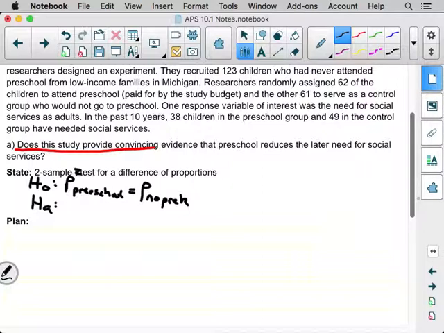And what do we think is going to happen? We're testing to see if there's evidence that preschool reduces the later need for social services. How is this going to change? Yes. So we're hoping the pre-K group should be less than the no pre-K group, right? We're hoping it's reducing the social services.